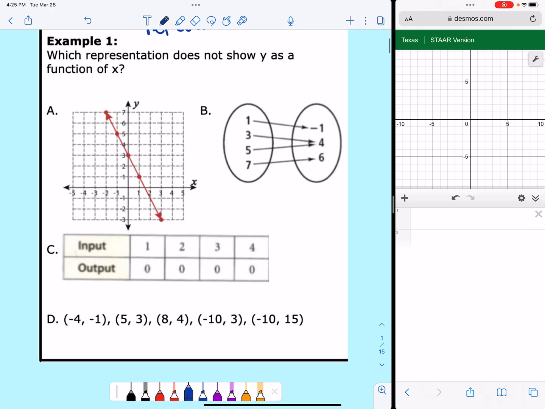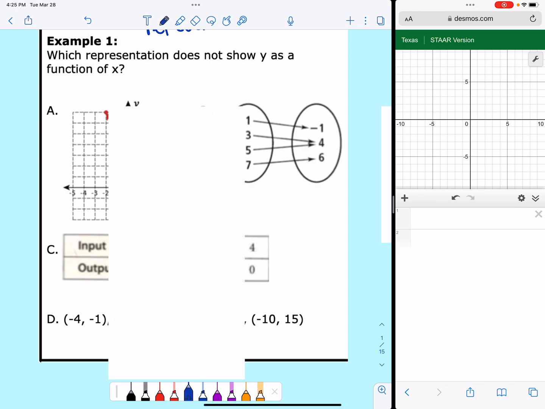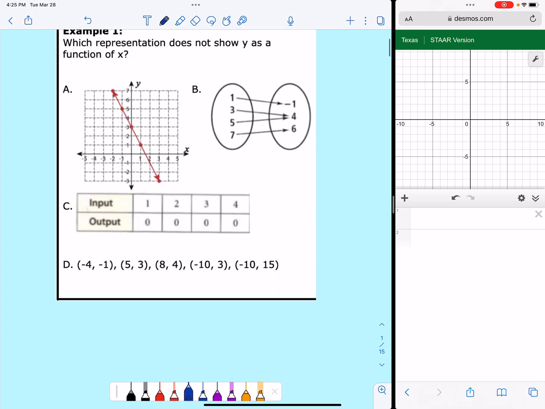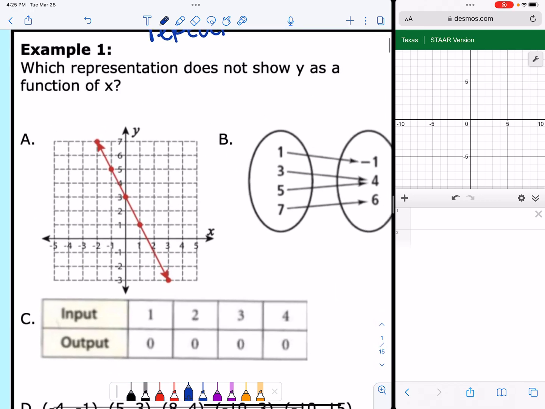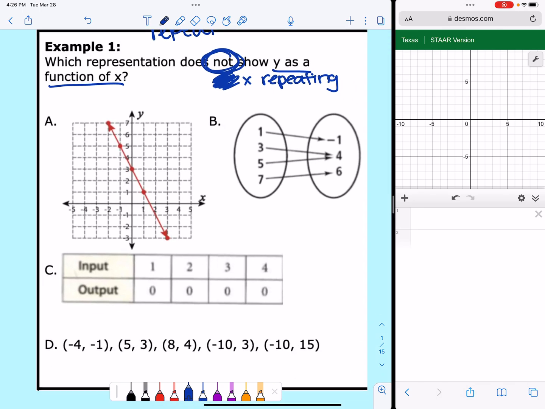So let's look at the first one. It says, which representation does not show y as a function of x? So remember, we said y as a function of x means no x repeating, but it says not. So take away that no, and it says x repeating. We're looking for x to repeat.